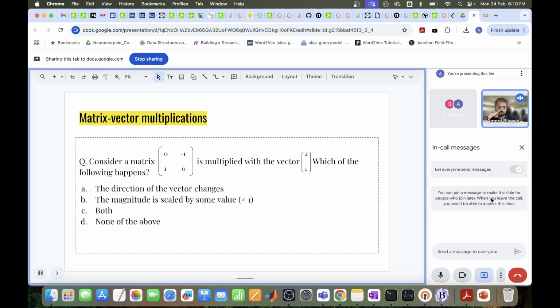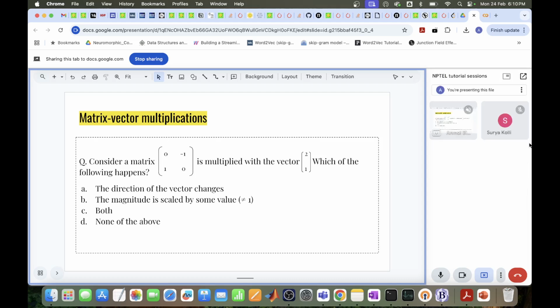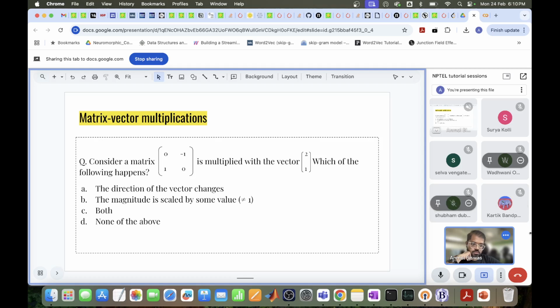Okay, so one has answered, but that's okay. I will discuss the solution anyway, right? So basically, what happens when we apply a matrix? When we apply a matrix with a vector, right? We even can think of it as matrix kind of hitting the vector, right? Because order of things is important.